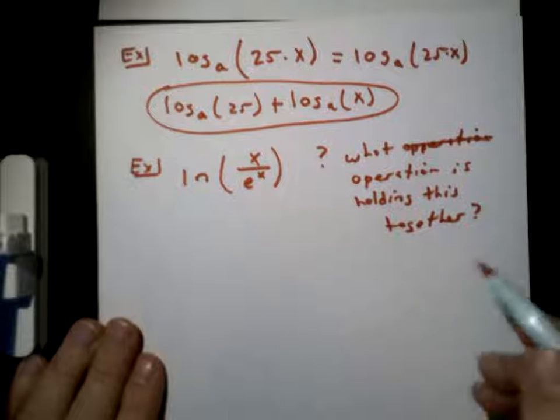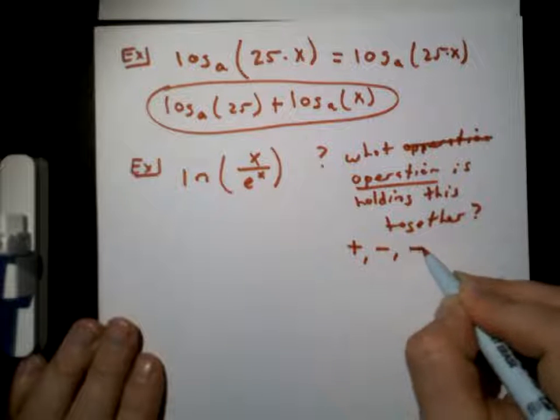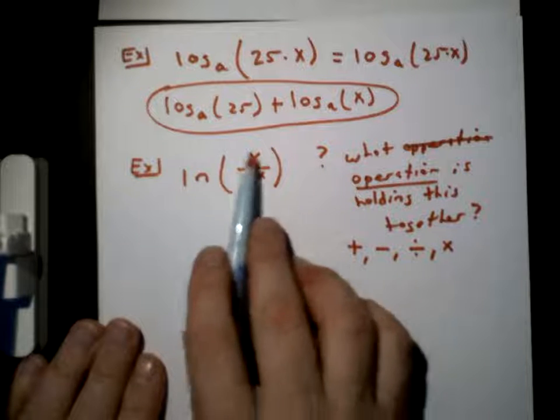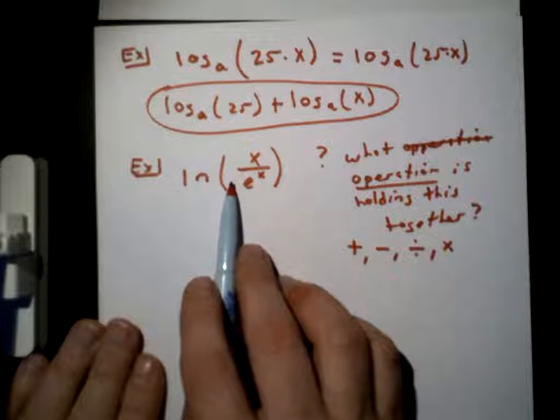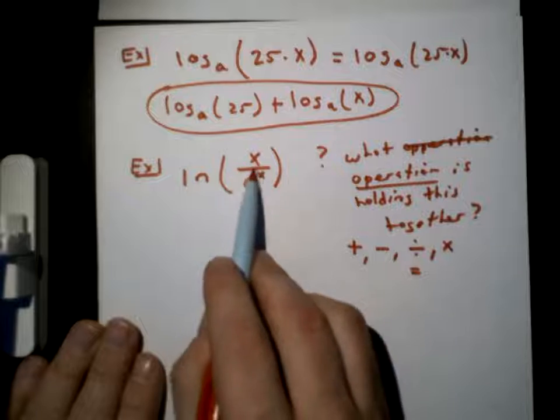Now, what I mean by operation, that means positive, negative, dividing, and multiplication. Those are our 4 basic operations. So looking at this one, what is holding this together? If you say division, you are correct. And why is it division? Because there's a division sign.